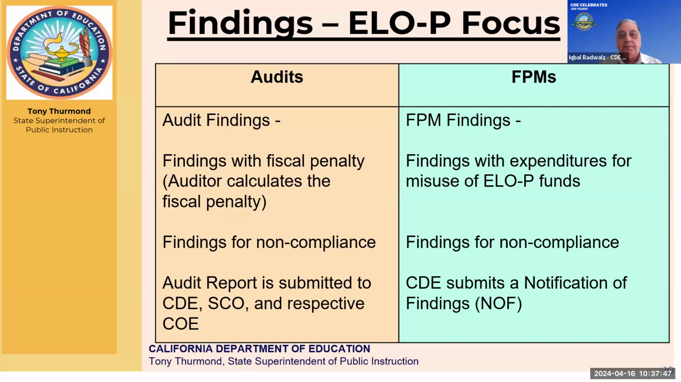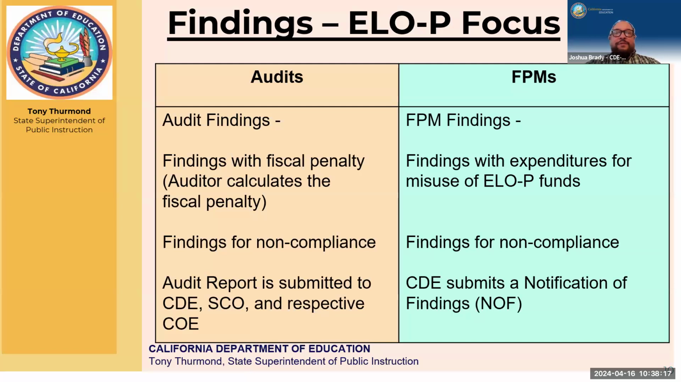Thank you, Iqbal. So FPM findings, again, no one likes a finding. Maybe they'll change the name of it in the future. I'm not sure. But again, a finding for ELO-P would be for expenditures, if there's a misuse of ELO-P funds. For example, you bought a portable and it's being used by the regular school day, and you bought it with all ELO-P funds, but there was no cost share agreement. So that would be a finding.